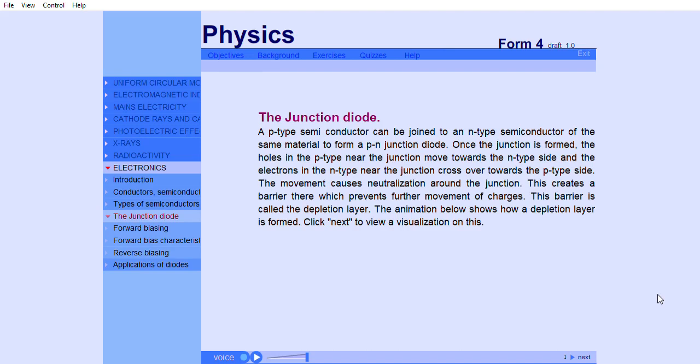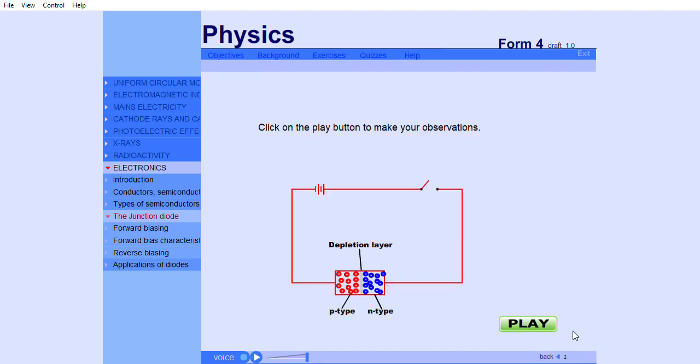The movement causes neutralization around the junction. This creates a barrier there which prevents further movement of charges. This barrier is called the depletion layer. The animation below shows how a depletion layer is formed. Click on the play button to observe how this takes place.